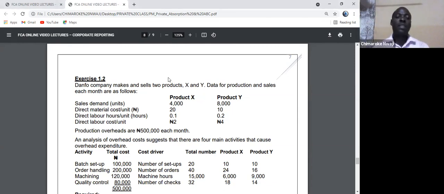Okay, let's look at this Danfo company. It makes and sells 2 products, X and Y, and we have the data for production and sales. So you now see X and Y: 4,000 is the sales demand for X, 8,000 is the sales demand for Y. And look at the direct material costs. Then we have the direct labor hours, not labor costs, which is 0.1 hours per unit for X and 0.2 hours per unit for Y. And now this is direct labor cost per unit, 2 naira.